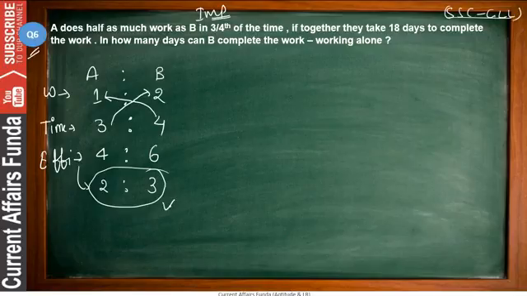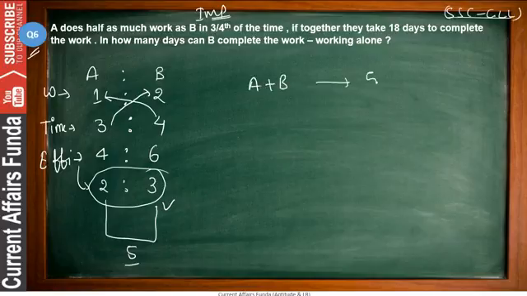Okay, so the combined efficiency of 2 plus 3 will be 5. Okay, the question is saying if together they take 18 days. Okay, that means together A plus B, they will have efficiency 5, and they are taking 18 days. Okay, the question is saying in how many days can B? So what is the efficiency of B? That is 3.